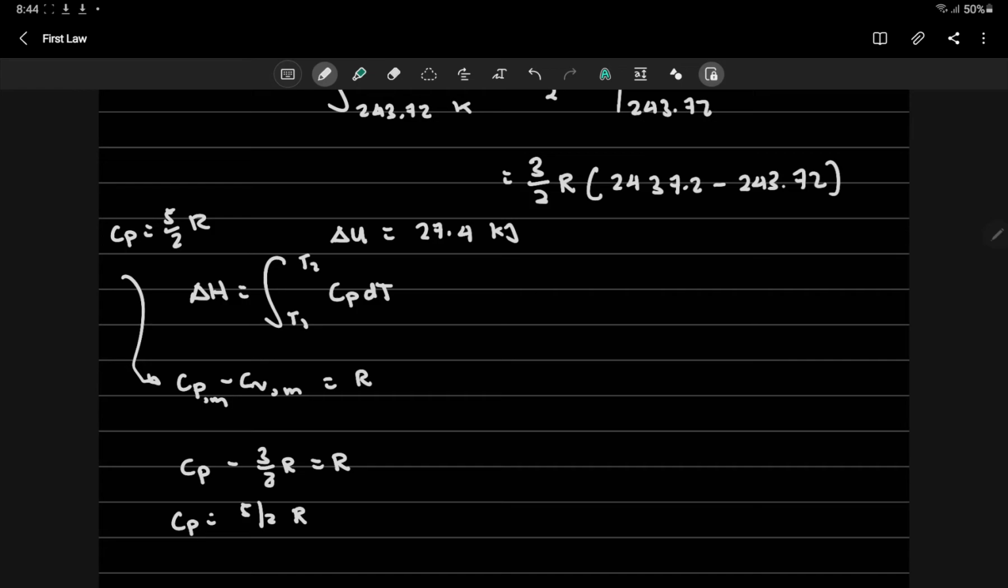Okay, now let's insert that in our delta H equation. So it becomes 5/2 R times the integral of dT from T1 to T2. So the same: our T1 is 243.72, and our T2 is, what was that again?